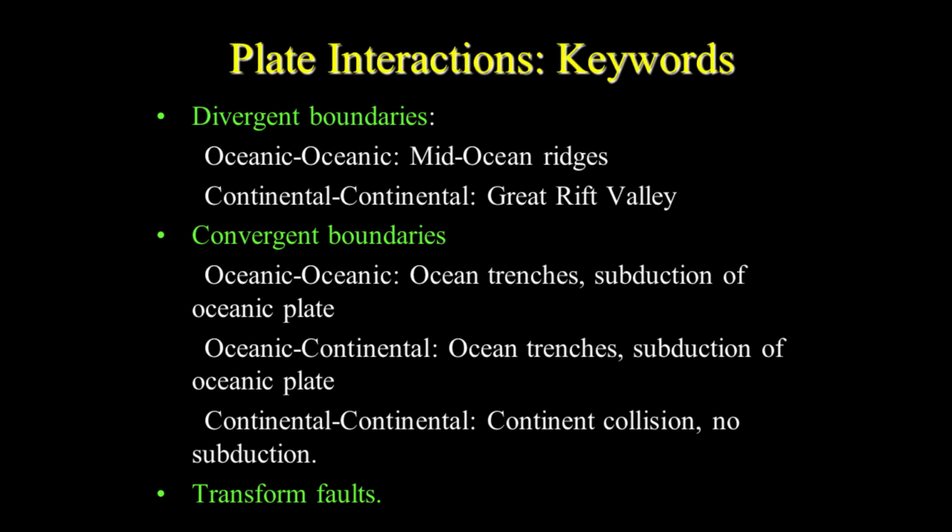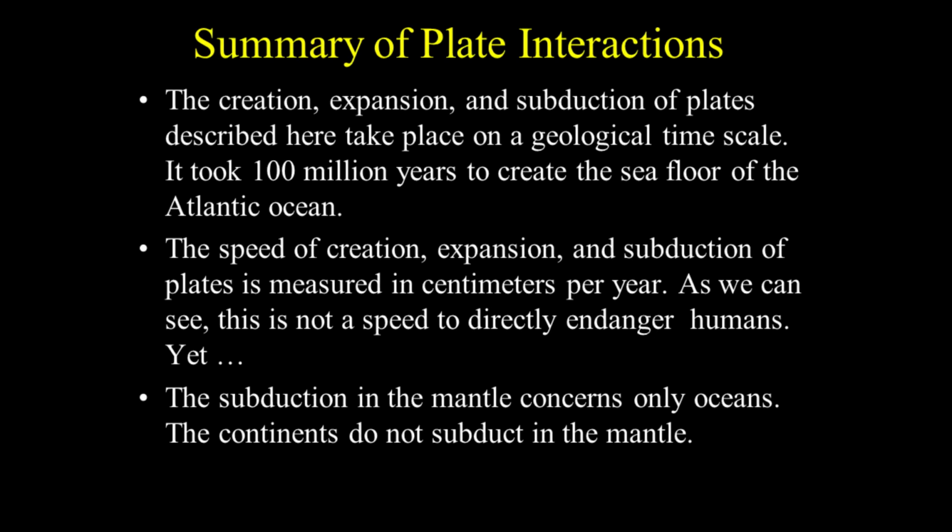Convergent boundaries have oceanic-oceanic interactions that create ocean trenches and subduction of oceanic plates. Convergent boundaries also have oceanic-continental interactions that create ocean trenches and subduction of oceanic plates. Convergent boundaries have continental-continental interactions that create continental collision. There is no subduction involved. Last, we have transform faults. Here is a summary of plate interactions.